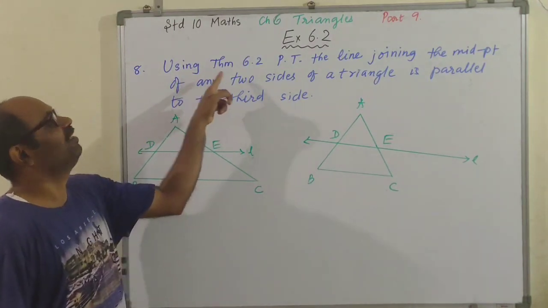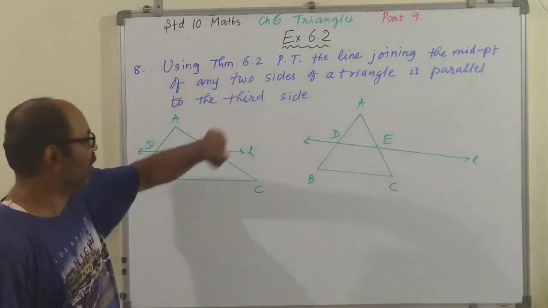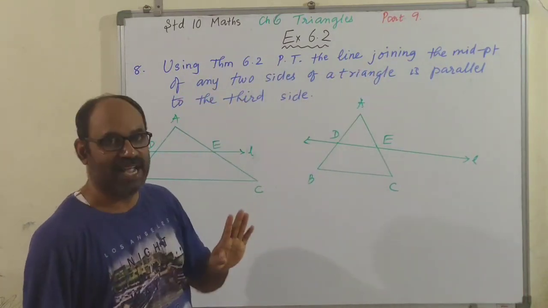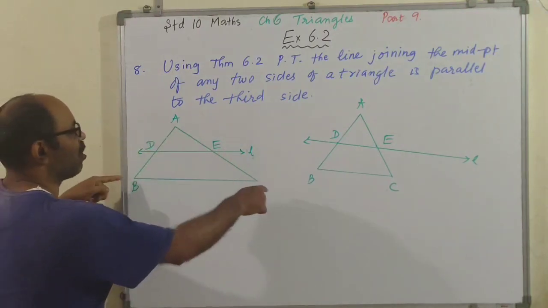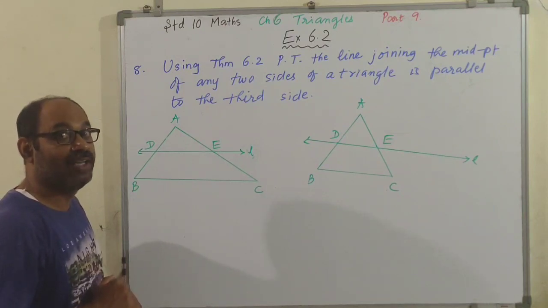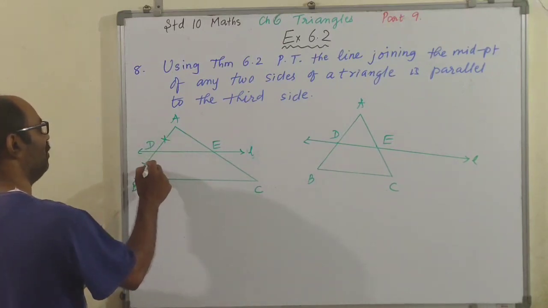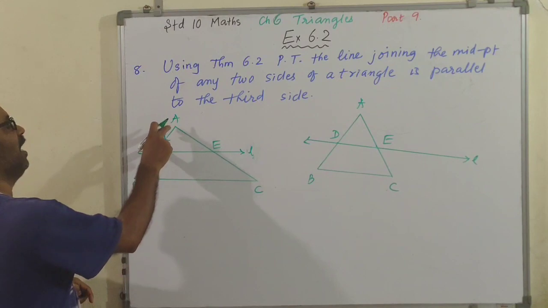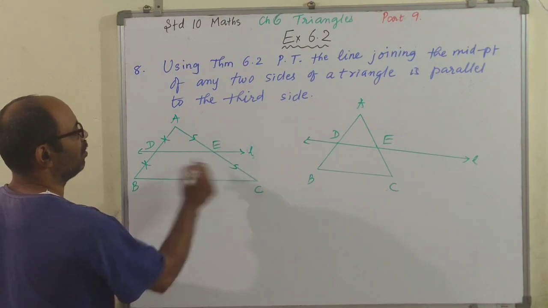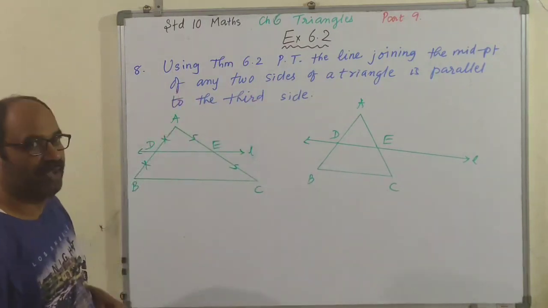Fine. Using theorem 6.2, that is sum number 8 of exercise 6.2, prove that the line joining the midpoint of any two sides of a triangle. You can see the figure. I have drawn a triangle. Two sides AB and AC are taken. Line joining the midpoint. D is midpoint. So I'll put that symbol. D is midpoint. So this cross marks AD equal to BD. And also the midpoint of other side. So this symbol shows AE equal to EC. So the line joining the midpoint of any two sides.